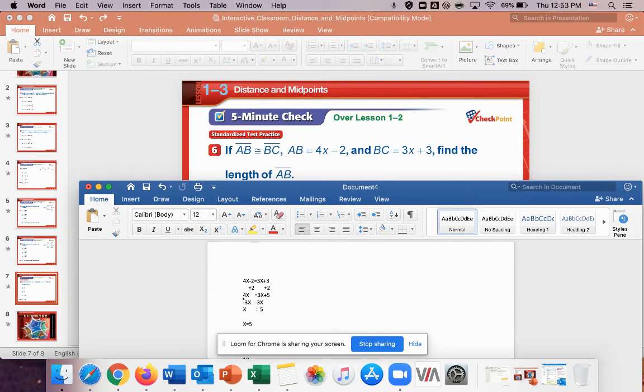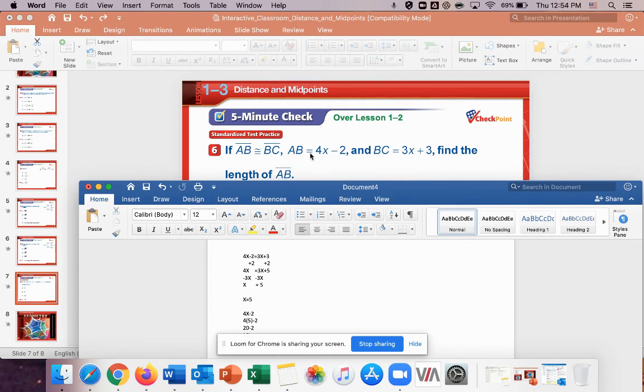You got to get rid of that 3x because I always get rid of the smaller one. So 4x minus 3x is x. 3x minus 3x, they cancel out. You're just left with 5. X equals 5. But wait, does it say find x? No, it does not. It says find the length of AB.